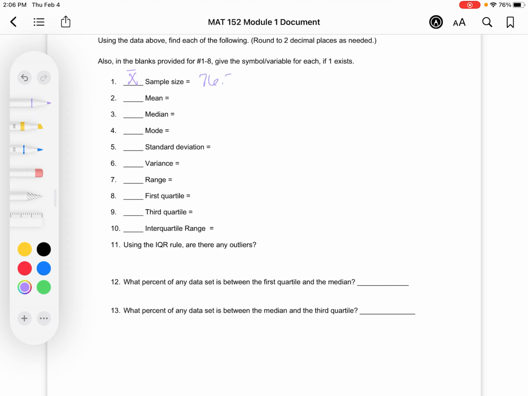233.265. The range does not have a symbol either, but you'll go through your list and take your max, which is 99, minus your min, which is 35, and 99 minus 35 is 64.